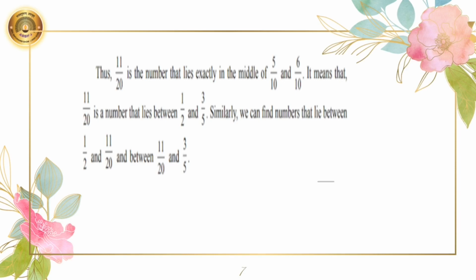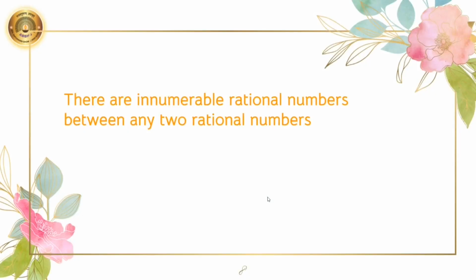Now similarly, we can find numbers that lie between 1 upon 2 and 11 upon 20. By finding the midpoint of 1 upon 2 and 11 upon 20, you will get the number between 1 by 2 and 11 upon 20, and also a number between 11 upon 20 and 3 upon 5. Thus, we see that there are innumerable rational numbers between any two given rational numbers. Now this is a lengthy method if we want to find more numbers. So we will be solving the sums in the exercise using the first method.